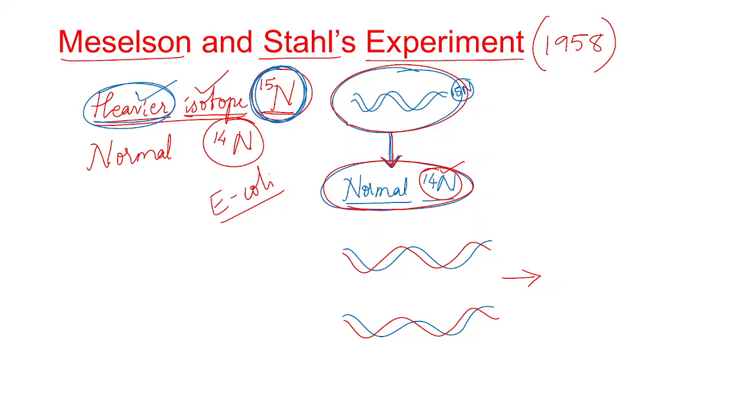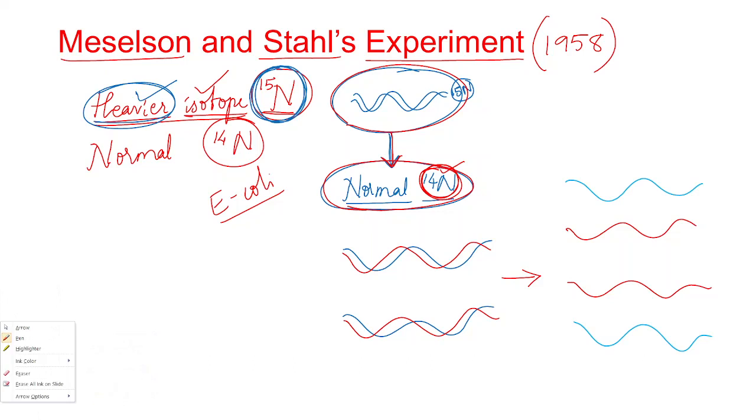what has happened? They have allowed the same bacteria to grow in the same medium, that is regular nitrogen containing medium, for the second generation. Then what will happen? As a result, the strands will get separated like this. On these separated strands, see here, these are the 4 separated strands obtained, and on these separated strands what will happen? The normal nitrogen containing DNA will be developed, right, like this.